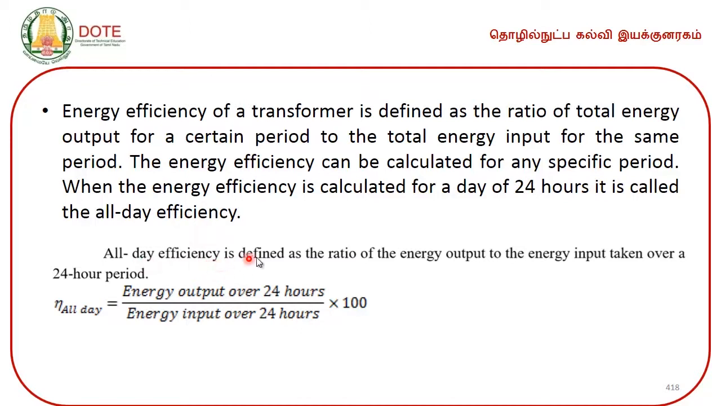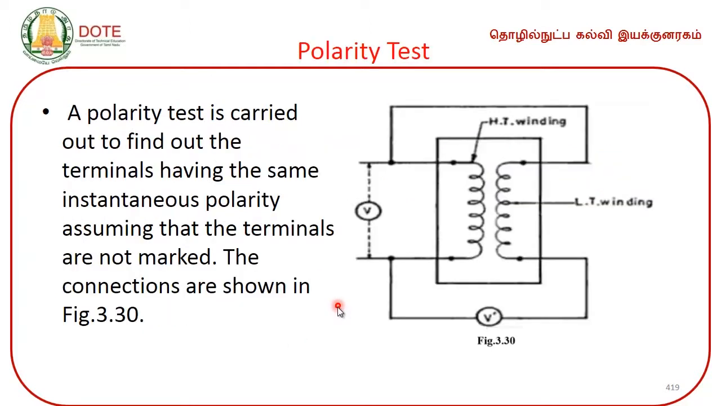The all day efficiency is defined as the ratio of energy output to the energy input taken over a period of 24 hours. So, the all day efficiency is given by energy output over 24 hours divided by energy input over 24 hours, into 100.